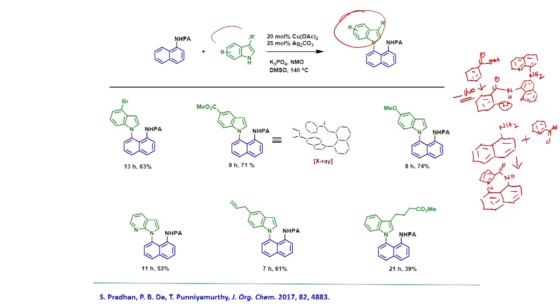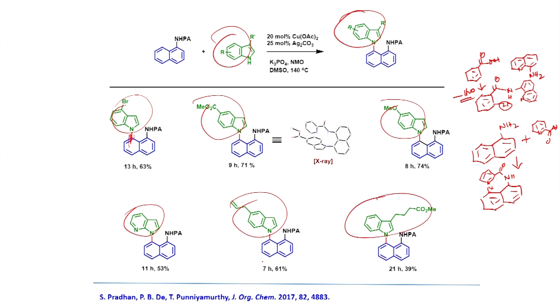For example, here the reaction of indole is shown. You can activate the CH bond, and you can introduce the indole group. This is also a very useful reaction. As you can see here, a variety of indole derivatives can be coupled, and so you can make a carbon nitrogen bond.